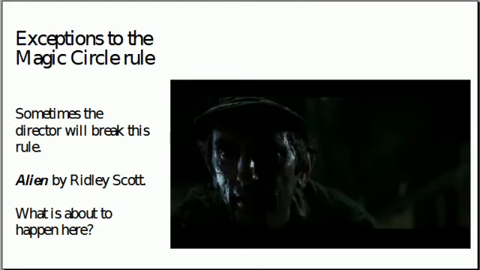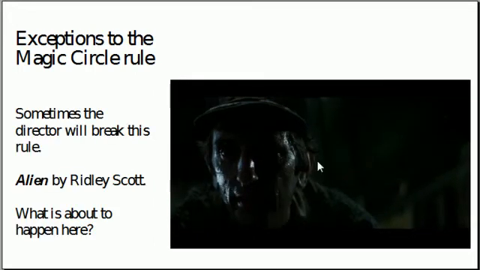Sometimes directors will break the magic circle rule. This is Alien by Ridley Scott. You can't see it very well, but this character here is looking at a cat who's in the bottom left hand of the screen. And he's got all this blank space here. So why has Ridley Scott got all this blank space here? And the answer is because a tentacle is about to come in the screen, and this guy is about to die. So he's using it very deliberately to create a sense of expectation. What's going on here? What's about to happen here?